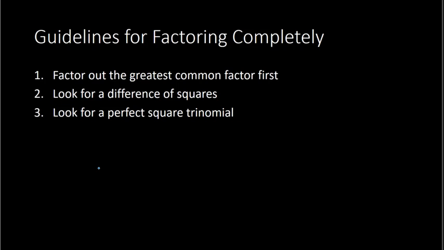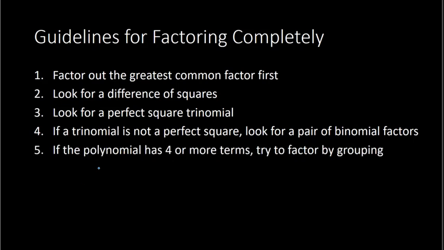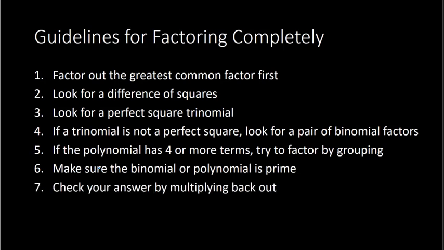If it's neither of those, and it's a trinomial, then look for a pair of binomial factors, such as x minus 2 times x plus 4, or something like that. If it's not a trinomial, let's say it has 4 or more terms, then you might want to try to factor by grouping. Once you have factored, make sure that whatever you have now at the end is prime as well, because sometimes once you factor, you can actually factor a second or a third time. And then finally, just check your answer to make sure that your solution is correct. And you can do that by multiplying back out.